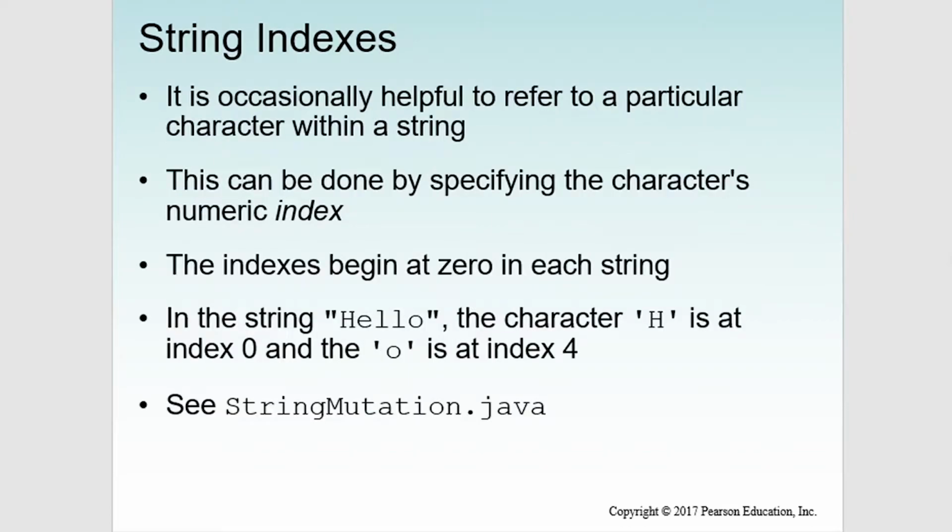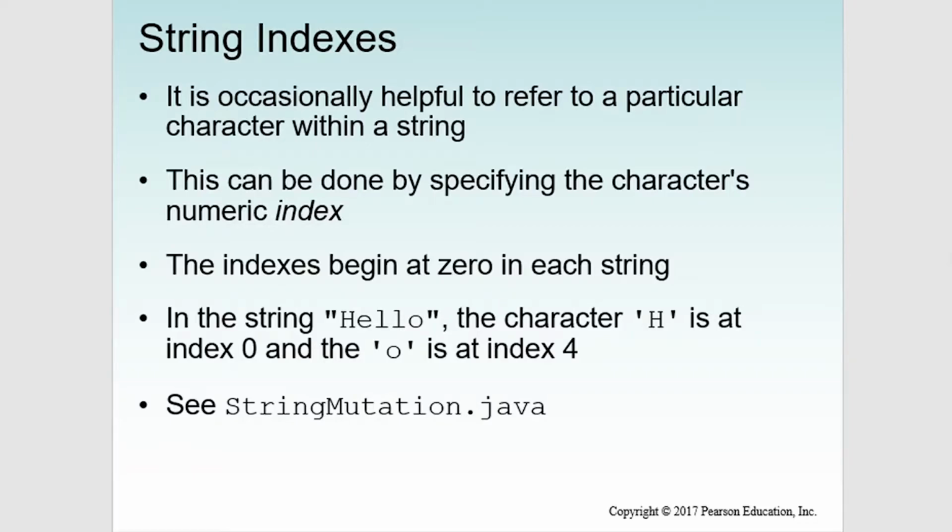It is occasionally helpful to refer to a particular character within a string. This can be done by specifying the character's numeric index. The indexes begin at 0 in each string. In the string hello, the character H is at index 0 and O is at index 4.